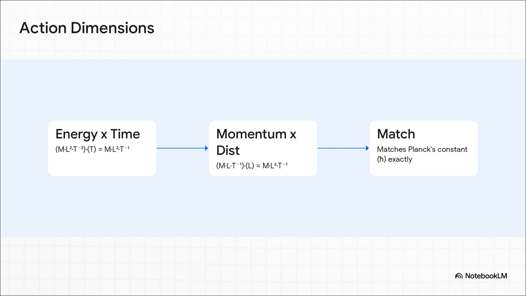And we can run that exact same stress test for physical action, whether you calculate it as energy multiplied by time or momentum multiplied by distance. Plugging in the units from this new system cleanly reduces down to mass times length squared per time. Why is that so cool? Because that identically mirrors the exact dimensions of Planck's constant, proving absolutely flawless internal consistency.